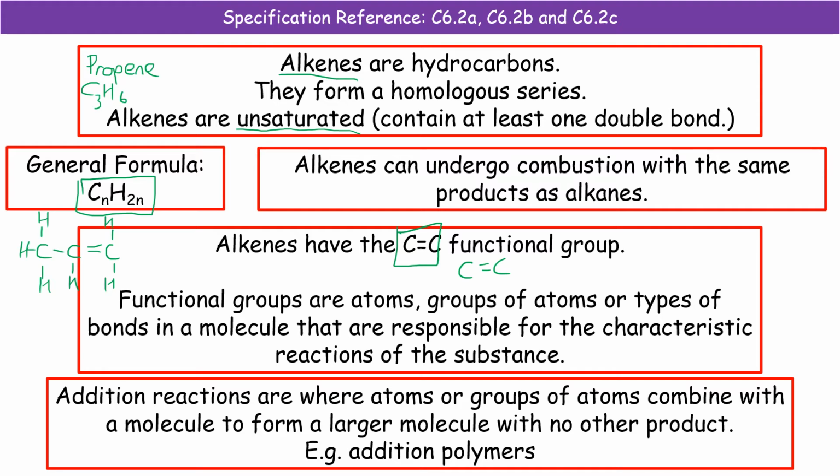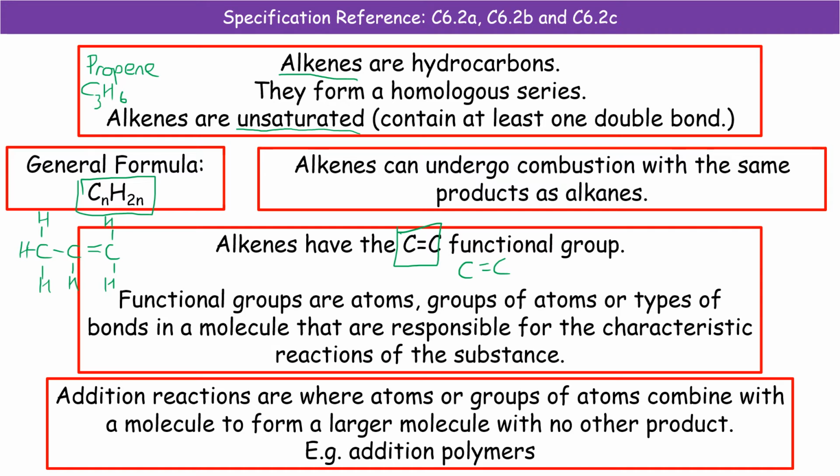If they ask you what a functional group is, it's quite simply atoms or groups of atoms or types of bond that are responsible for the characteristic reactions of our substance. So the defining feature of our alkenes is that double bond between the 2 carbons, hence it's the functional group.